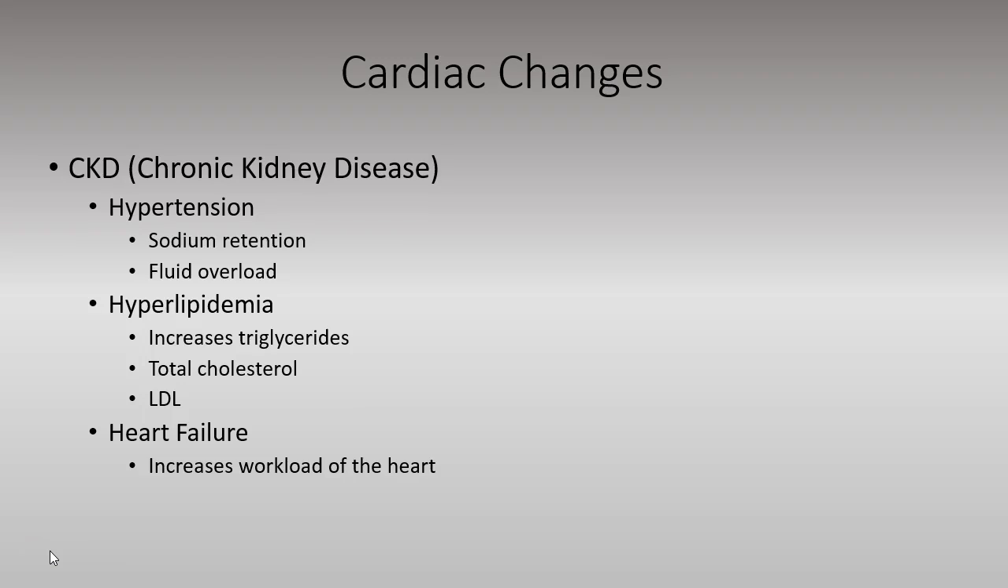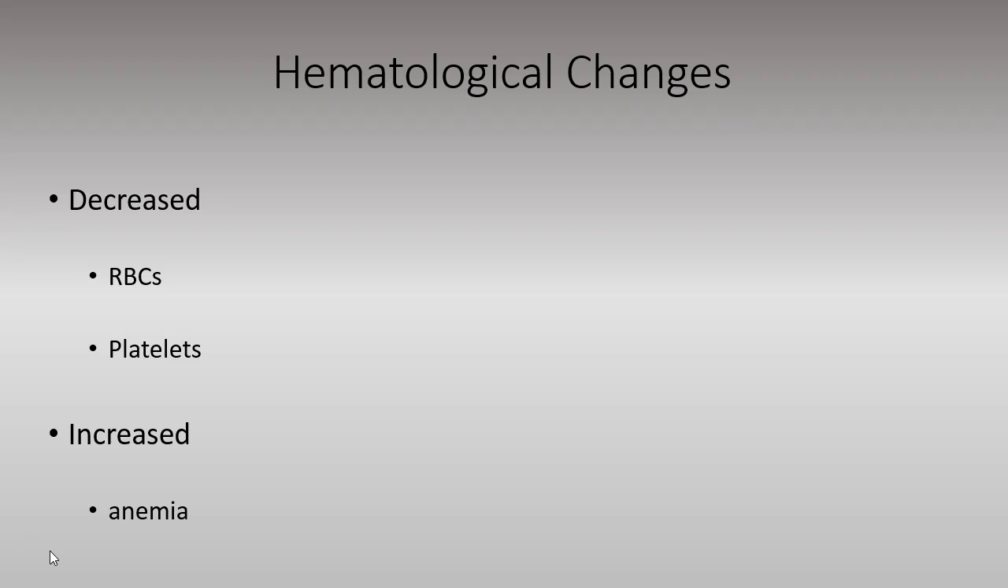So for cardiac changes, chronic kidney disease could cause an increase or worsening of hypertension. That's because of the sodium retention and the fluid overload. There will be hyperlipidemia, which increases the triglycerides and the total cholesterol. And it could also cause heart failure because of the increased workload of the heart from the hypertension, the sodium retention and the fluid overload.